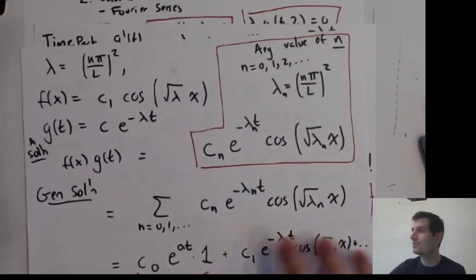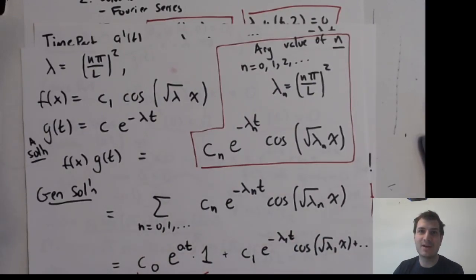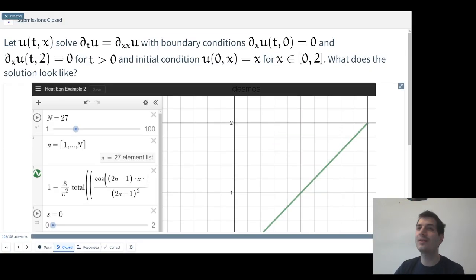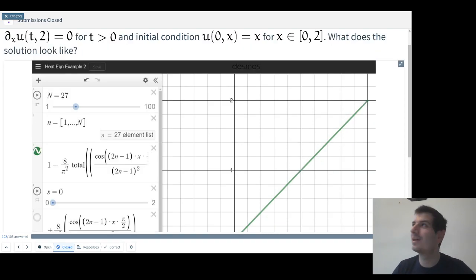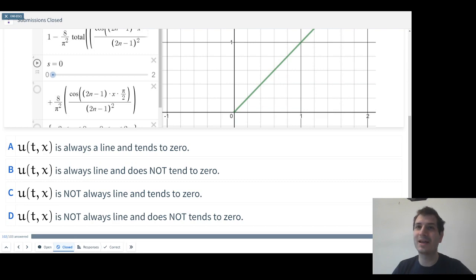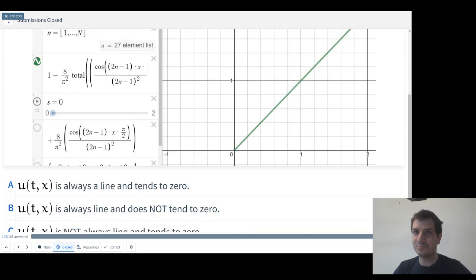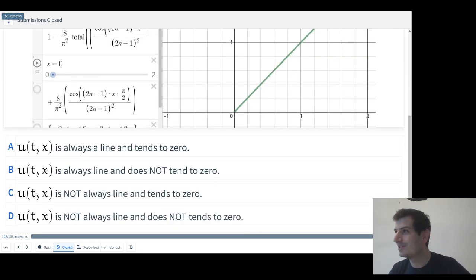So yeah, that's how you know it doesn't go to 0. In Top Hat, I was also asking, is it a straight line or not? A straight line cannot possibly satisfy the boundary conditions that the x derivatives are 0. The only line that has x derivatives equal to 0 is a flat line. So the answer is it's not always going to be a line, because a line won't be able to satisfy these conditions. So the correct answer is D.